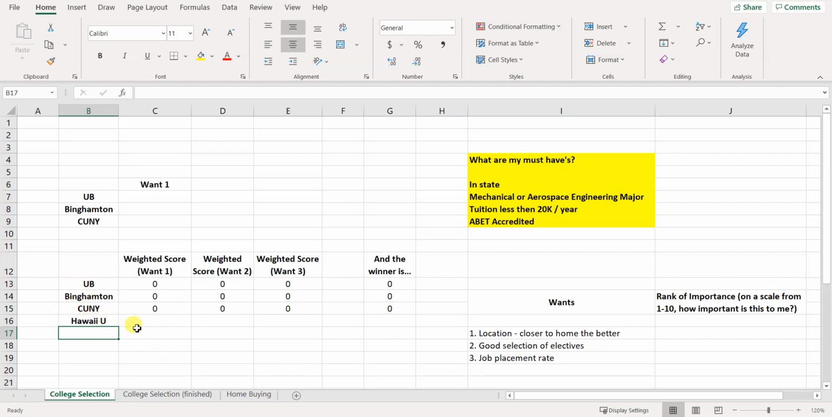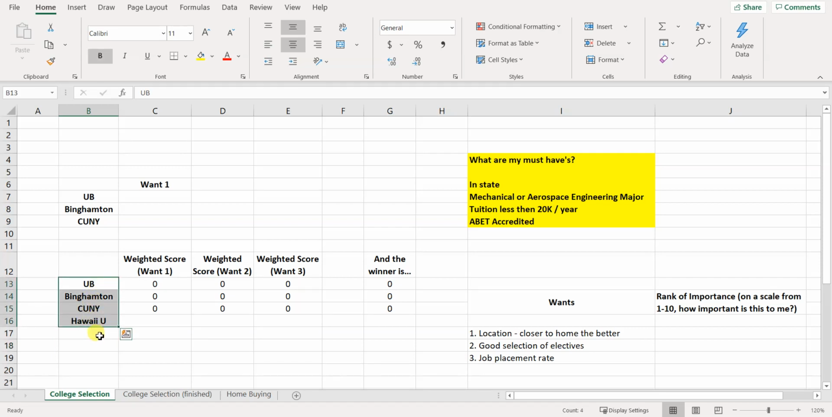And again, this is an example. Your schools are obviously going to be completely different, and all your must-haves and wants are going to be different for you. But let's say you have a list of schools or a list of whatever. We'll go through this for a college selection, and I even have a home buying example that me and my wife used a couple years back.